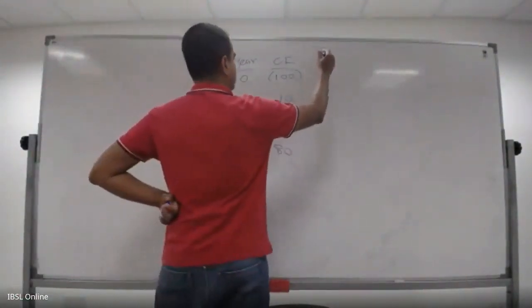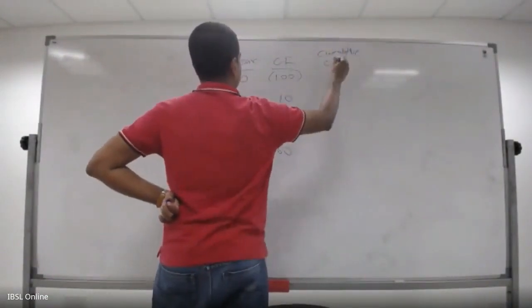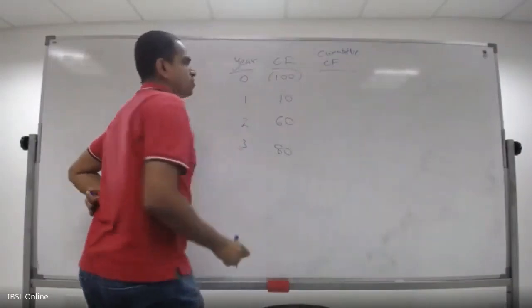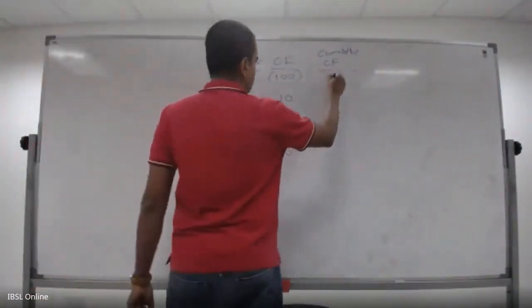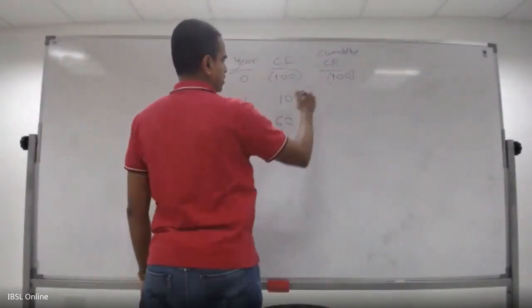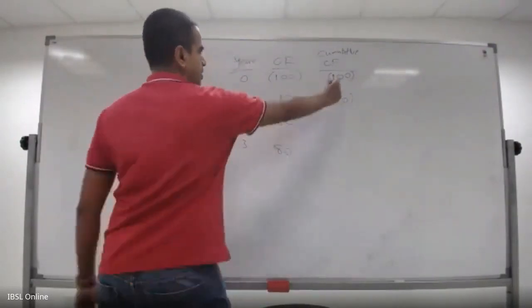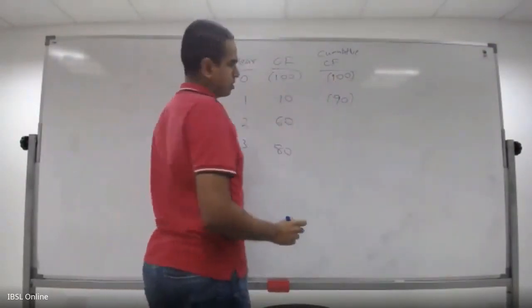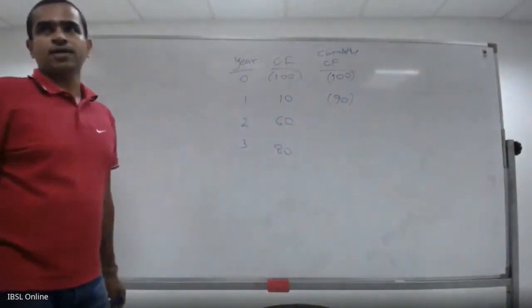Then you do what is called a cumulative cash flow. What is your cumulative cash flow? Now immediately, 100 outflow. First year you are getting 10. That means -100 plus 10, you get -90. So still you have a cumulative shortfall of 90.